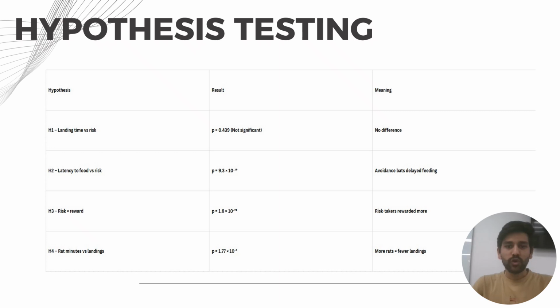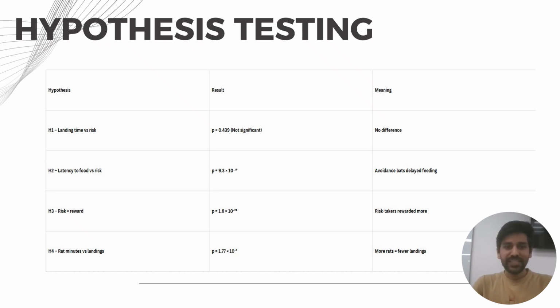In this slide, I am talking about hypothesis testing. Hypothesis 1, landing time versus risk. Here we check whether bats that avoid rats landed later than risk-taking bats. The result was p equals 0.439, which is not significant. This means there was no real difference in landing time based on risk behaviors, so landing itself wasn't strongly affected.